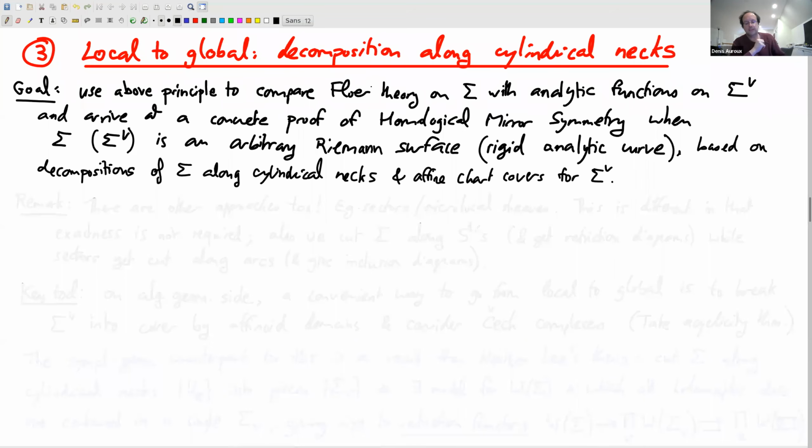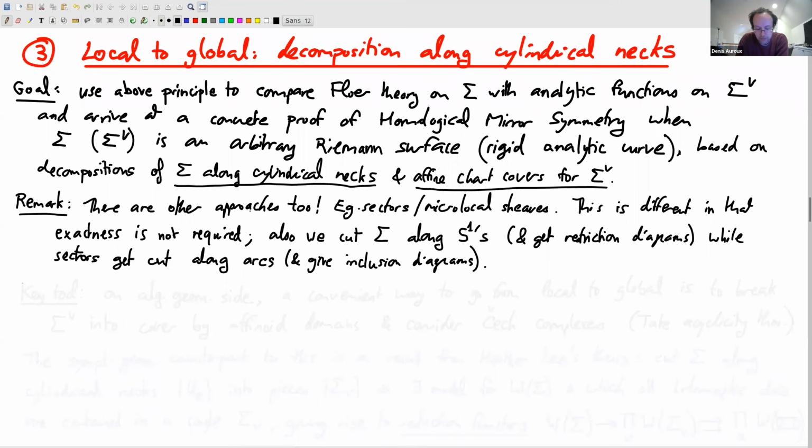So the goal is to use these ideas to compare Floer theory on the surface with analytic functions on the mirror and prove concretely, in a very by hand geometric way, but without doing too many calculations, homological mirror symmetry, using decompositions of sigma along cylindrical necks. And what does that mean on the mirror? That's decompositions into basically covers by affine charts, or rather affinoid charts would be the correct term in this weird non-Archimedean world, but maybe you don't need to worry about that.